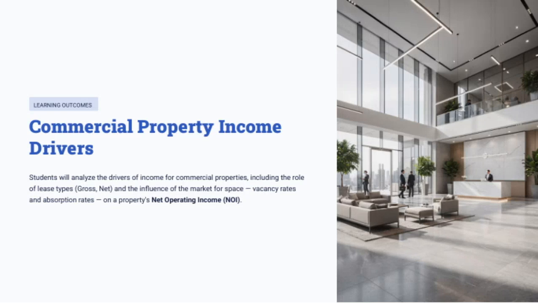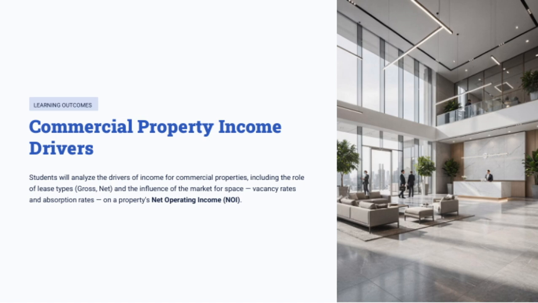Now, let's look at what really drives the income for commercial properties. First, we need to understand the different lease types, specifically gross and net leases. Gross leases mean that tenants pay a fixed rent, and the landlord covers most expenses. In contrast, net leases shift some or all of the expenses like taxes, maintenance, and insurance to the tenants. Recognizing these differences helps us see how income is generated and how stable it might be.